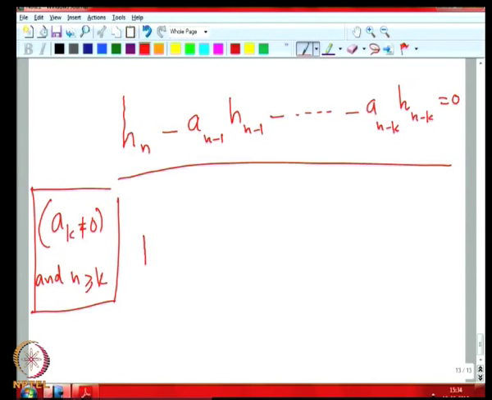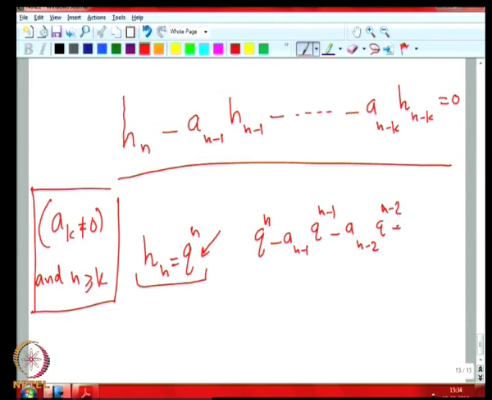Now, we just guessed that Hn equal to q raised to n, for some q we have to decide, which will be a solution for this thing. Now, we substitute it, we will get something like q raised to n minus a n minus 1 q raised to n minus 1 minus a n minus 2 q raised to n minus 2, all the way to a n minus k times q raised to n minus k equal to 0.